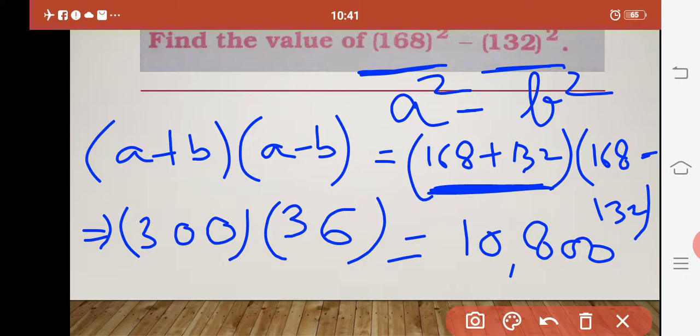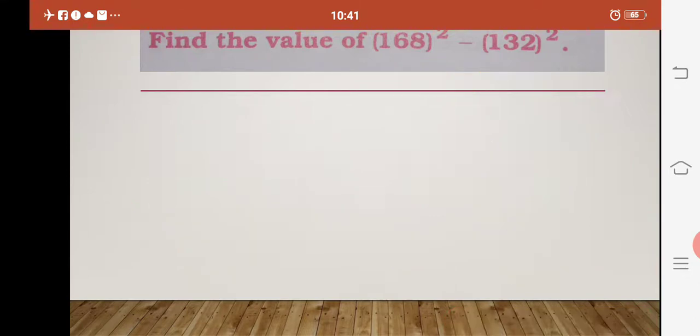Simply in this exercise, you have to learn one identity related to the difference of two squares, that is a square minus b square, which on expansion will give you (a plus b) as one factor and (a minus b) as the other. Do solve the given terms and get the answer.